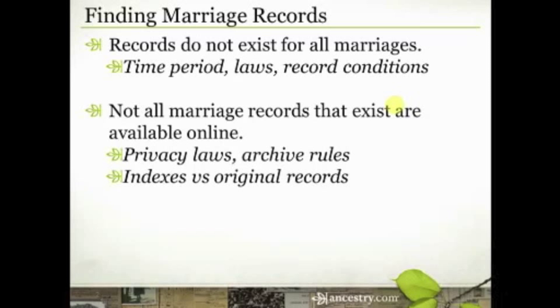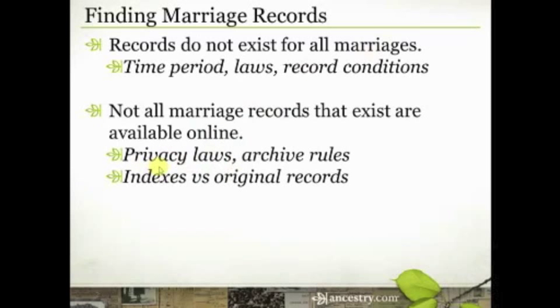Now, with that said, not all records exist for all marriages, and not all marriage records that exist are available online. And there are a lot of reasons for this. Here in the United States, if we think about different states that record marriages, those marriage records, in some cases, didn't start until the early 1900s, and those states may have privacy laws around those marriage records that are 50 or 75 years, which means the state will hold those records and only release them to immediate family upon request in many cases, so they're not going to be available online.